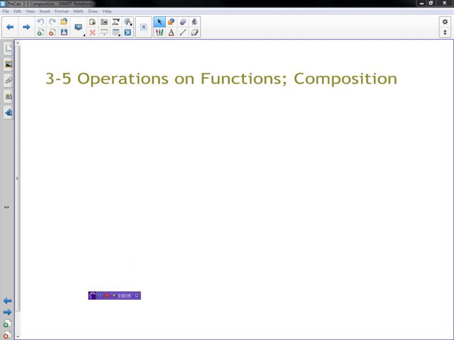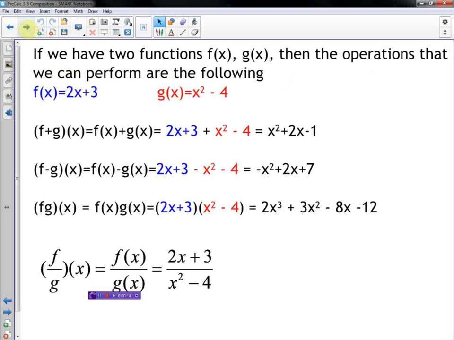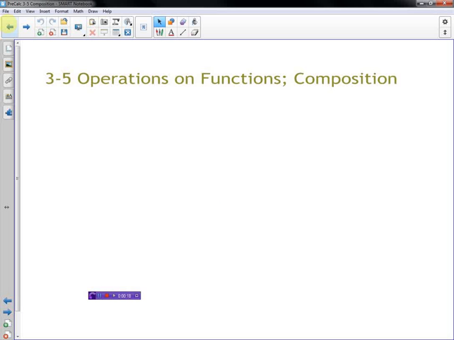3.5 for pre-calc. We're doing operations on functions. All right. So, let's talk about what we mean by operations on functions. Okay, we know that functions have operations in them.